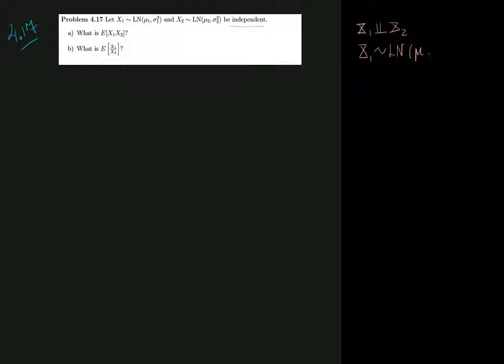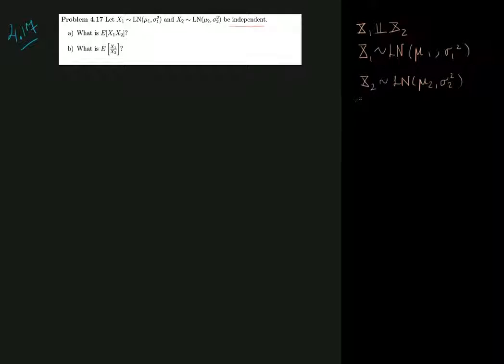Then we assume that x1 is log normal distributed with parameters mu1 and sigma1 squared, and x2 is also log normally distributed with parameters mu2 and sigma2 squared. So the subscripts denote that these are the parameters for the first stochastic variable, and these below are the parameters for the second stochastic variable.